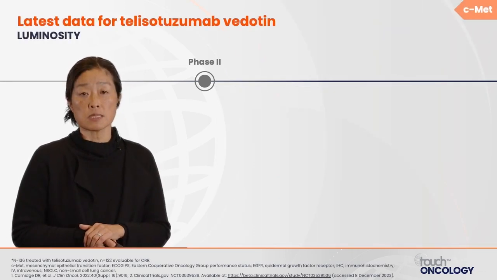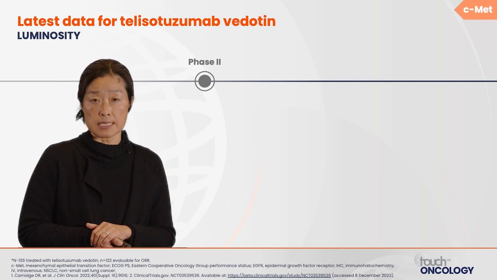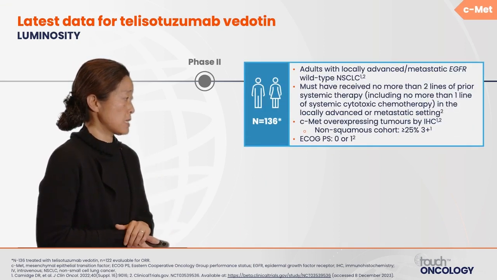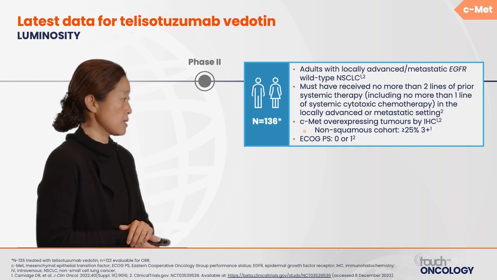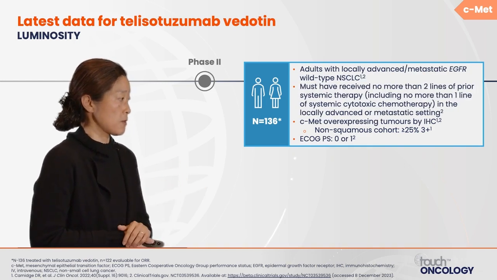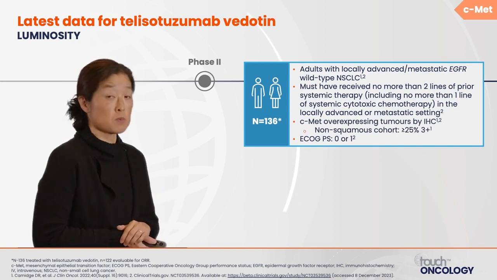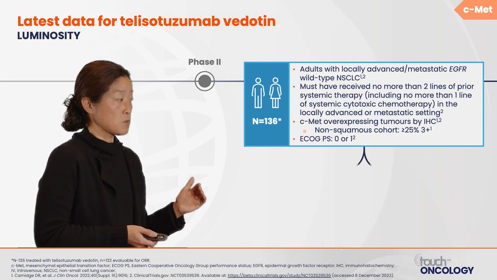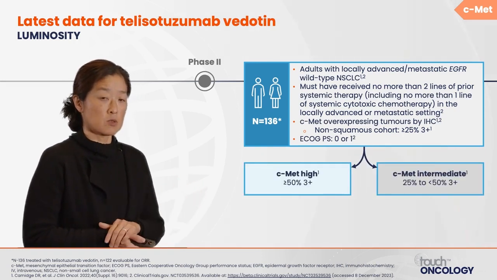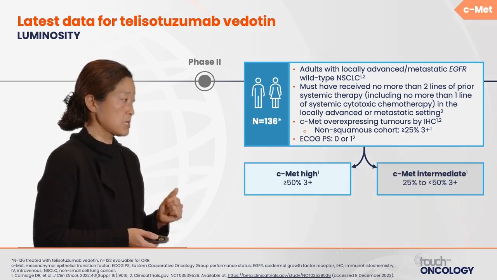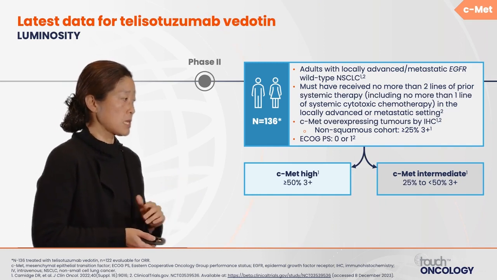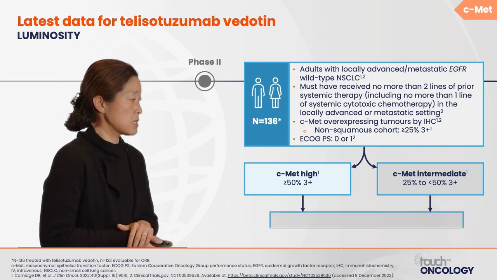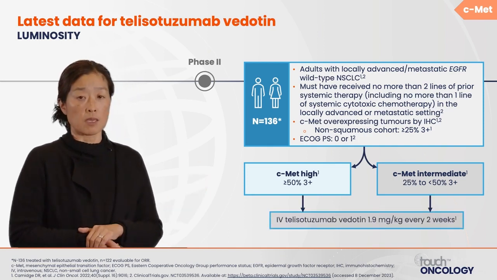We're going to move on now to telisotuzumab vedotin. This is a MET-directed ADC, and the LUMINOSITY study is shown here. This is a phase 2 study looking at patients with advanced non-small cell lung cancer who received prior lines of therapy, and c-MET overexpression was measured by IHC. Patients had to have good performance status, and there was both a c-MET high, where the IHC expression was at least 50% 3+, or a c-MET intermediate, where there was a range of 25 to 50% 3+ IHC expression. And all patients received Teliso-V at 1.9 mg per kg every 2 weeks.